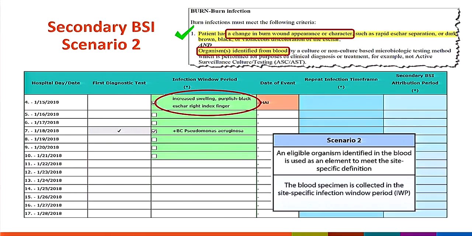Since the blood culture is the diagnostic test in this case, and that is used to set the infection window period on 1/18, the 3 days before that and the 3 days after make up the infection window period. And as you can see, the first element of the infection criterion was met on 1/15. Since this patient came in more than 2 days before, so on day 3 or after, it is considered a healthcare associated infection.